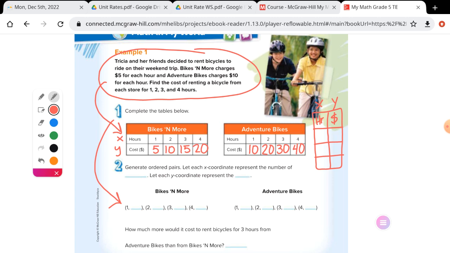Okay, so now knowing that information, it's asking me to come up with the ordered pairs. Caleb, can you give me the ordered pairs for Bikes and More, just by looking at this table, and tell me how you're coming up with them? 1, 5. Okay, how'd you come up with that? Because the hours was 1 hour and the cost is $5. Okay, yeah, because you just look vertical there, 1, 5. Next one. 2 and 10. 2, 10. Next one. 3 and 15. 3, 15. Last one. 4 and 20. 4, 20.